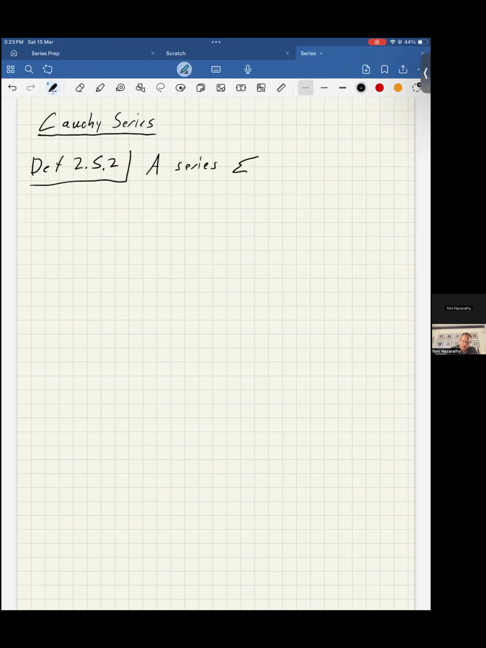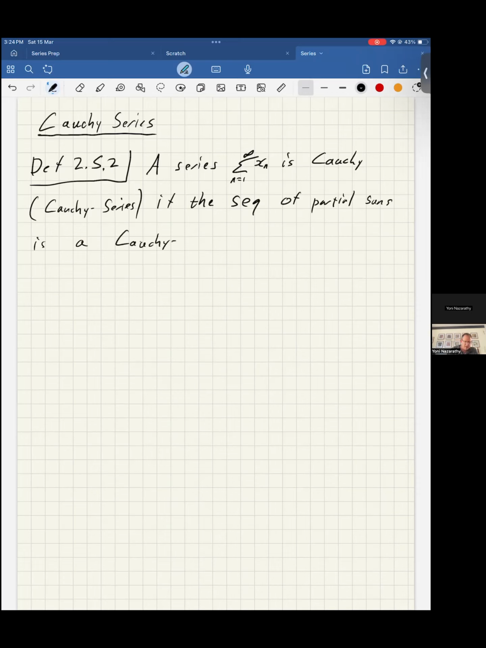Let's write the series, n=1 to infinity of xn, and we're just going to say the series is Cauchy. Or you can call it a Cauchy series, but sometimes you just say, hey, that series is Cauchy. But it's also going to mean that it's convergent, if the sequence of partial sums is a Cauchy sequence.